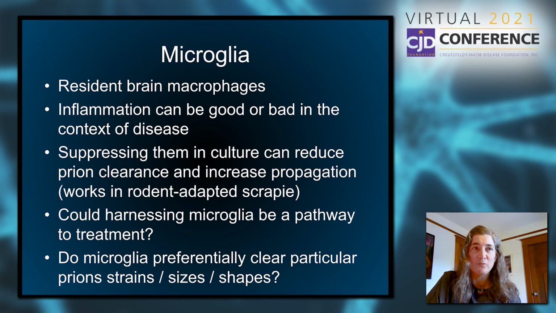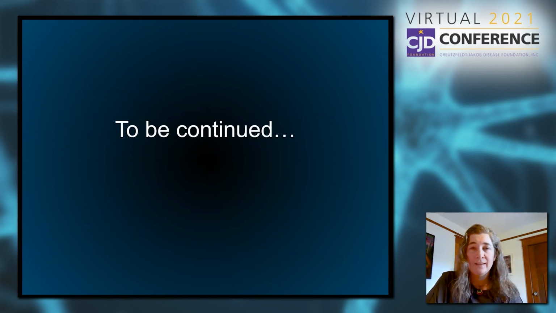We want to ask, do microglia have a strain preference? Could they be the reason that certain strains preferentially target certain areas of the brain, because they can be taken up by macrophages in those areas of the brain? So that is the story to be continued.